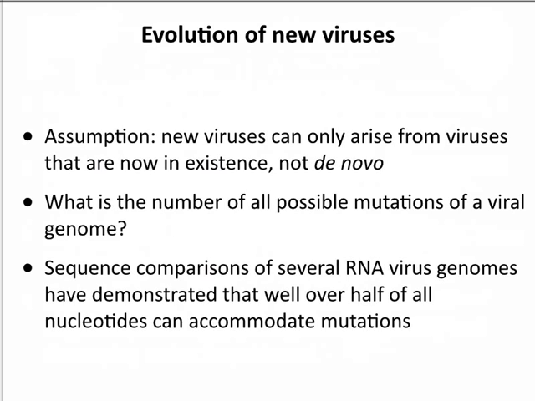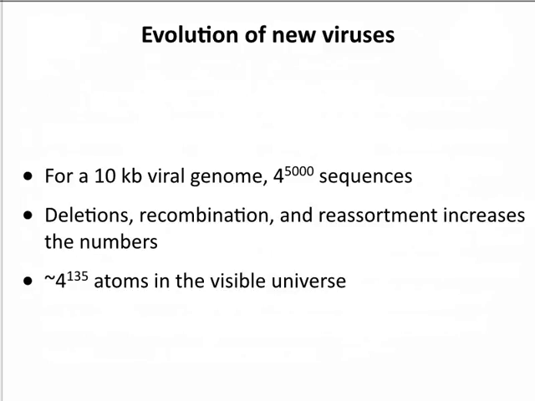So let's do some math on this. You have a 10 kilobase virus genome, 10,000 bases. There are 4 to the 5,000 different sequences that you could assemble from that 10 kilobase genome. That's just by mutating at every position. 4 to the 5,000, then deletion, recombination, reassortment can add to that as well. How big is that number? There are only 4 to the 135 atoms in the visible universe. It's a huge number. So the possibilities are endless, but we don't see endless viruses emerging.